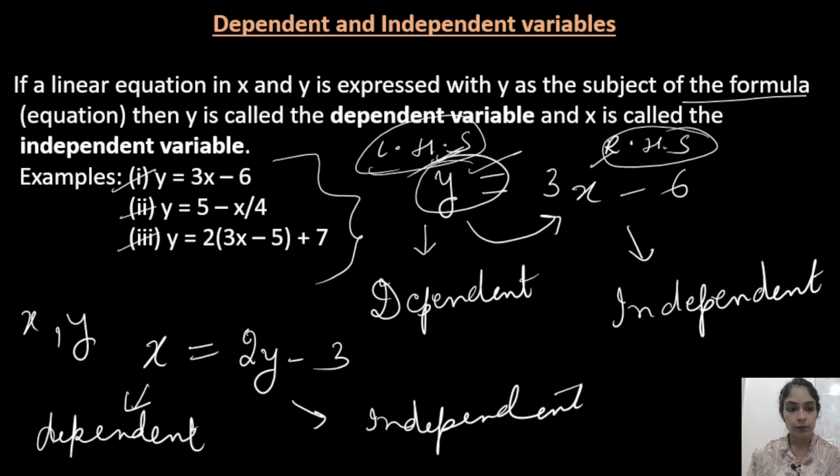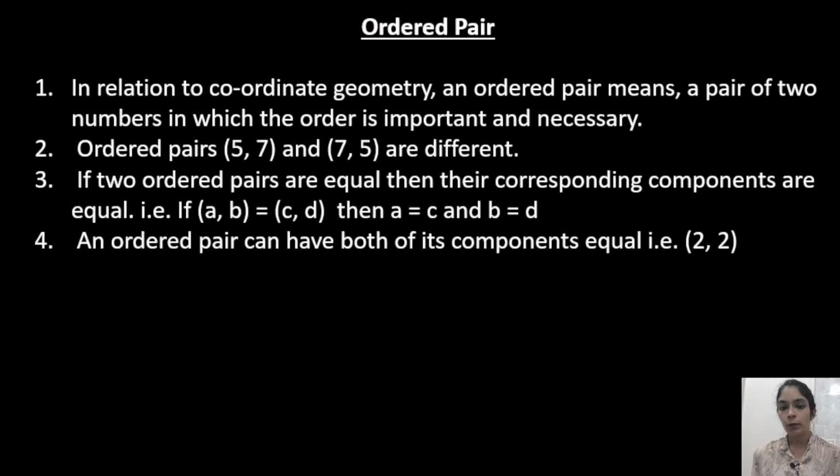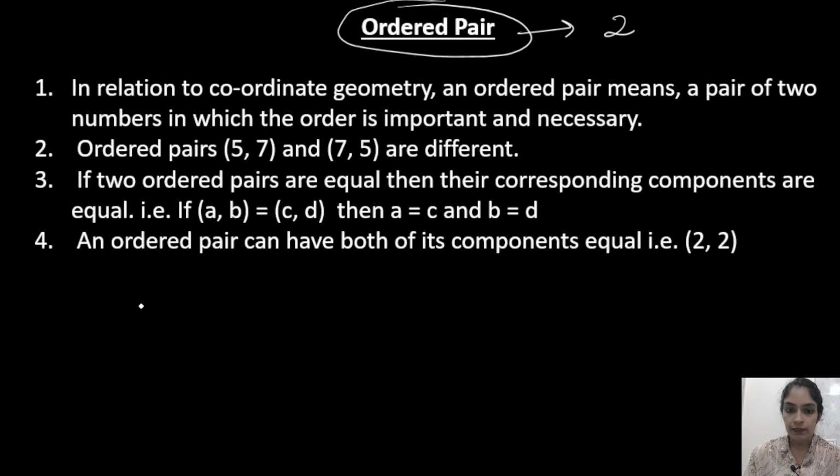Okay, so let's move to the next. A few important points are there. Now, what is an ordered pair? See, an ordered pair is nothing but a pair. Pair means whenever we have two numbers. We always write an ordered pair like this, like here I have written 5, 7. When we represent a pair of numbers on a Cartesian plane, that is known as an ordered pair.